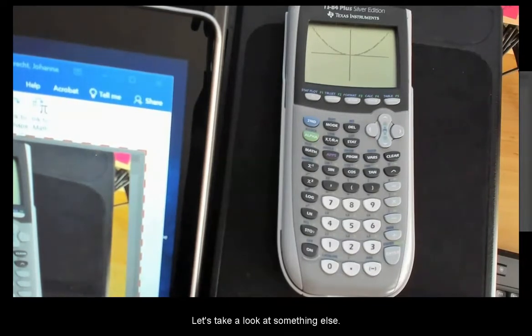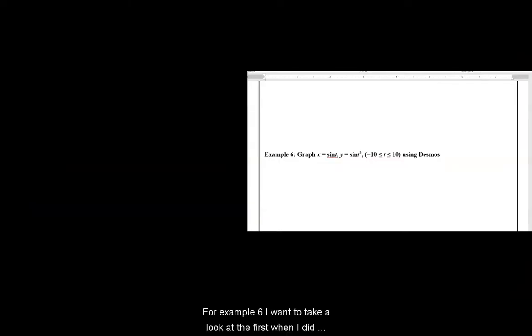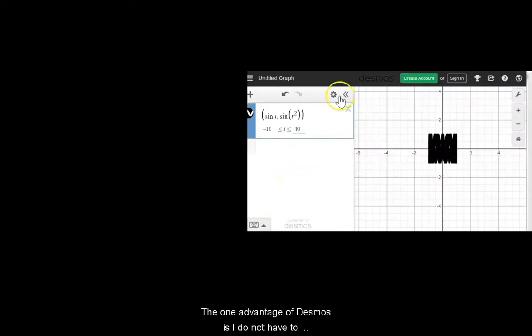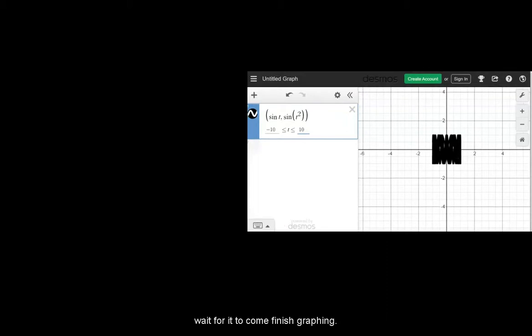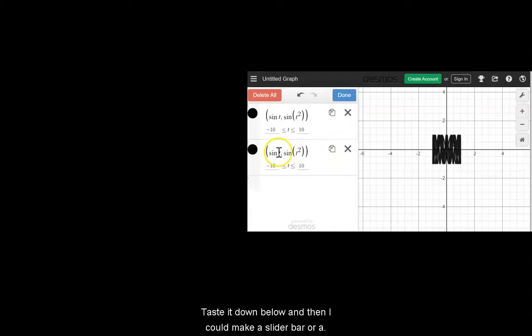Let's take a look at something else. For example 6, I want to take a look at the first one I did, the parametric equation x equals sine of t, y equals sine of quantity t squared for t between -10 and 10 using Desmos. The one advantage of Desmos is I do not have to wait for it to finish graphing. You'll see immediately that what has happened is it's produced this, well, black blob in the middle. When I run the t values from -10 to 10, it scrolls back and forth.